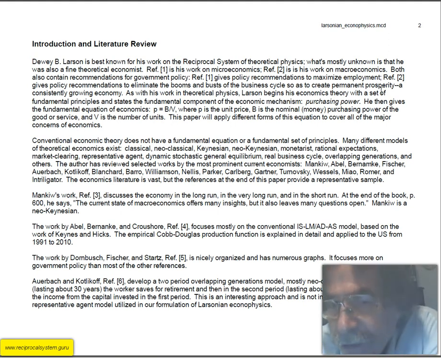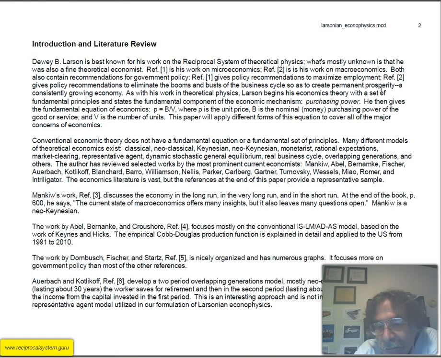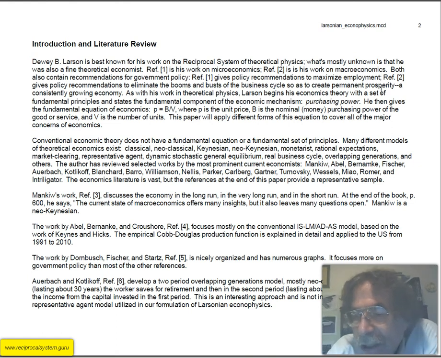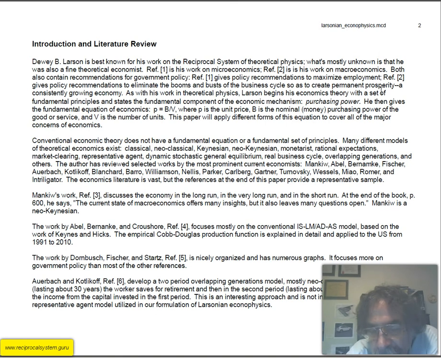So now we're going to review some of the literature here. Mankiw's work, reference 3, discusses the economy in the long run, in the very long run, and in the short run. At the end of the book, page 600, he says, quote, "The current state of macroeconomics offers many insights, but it also leaves many questions open."